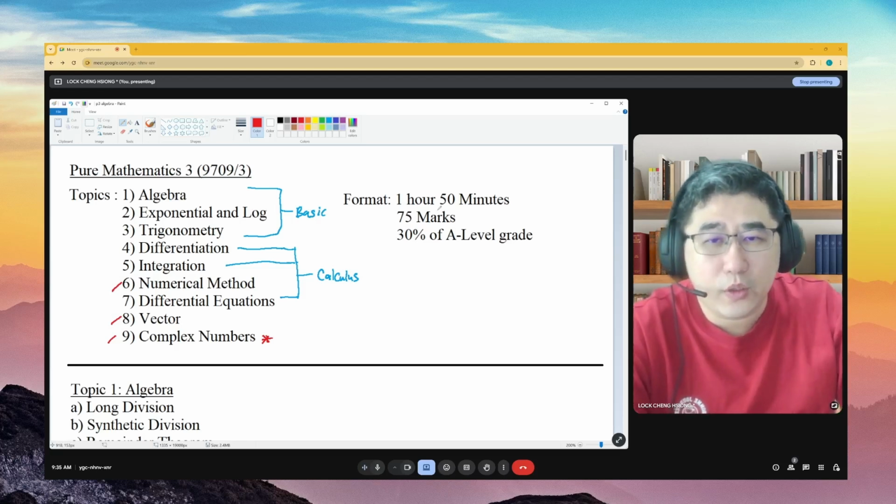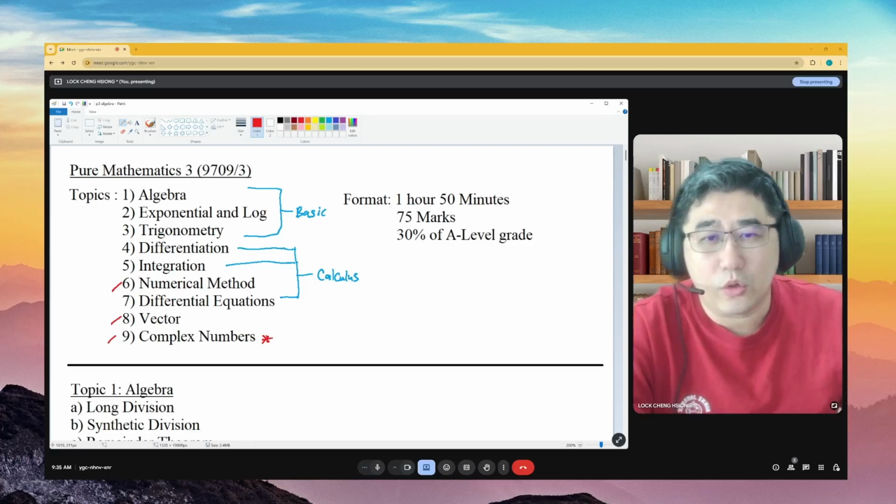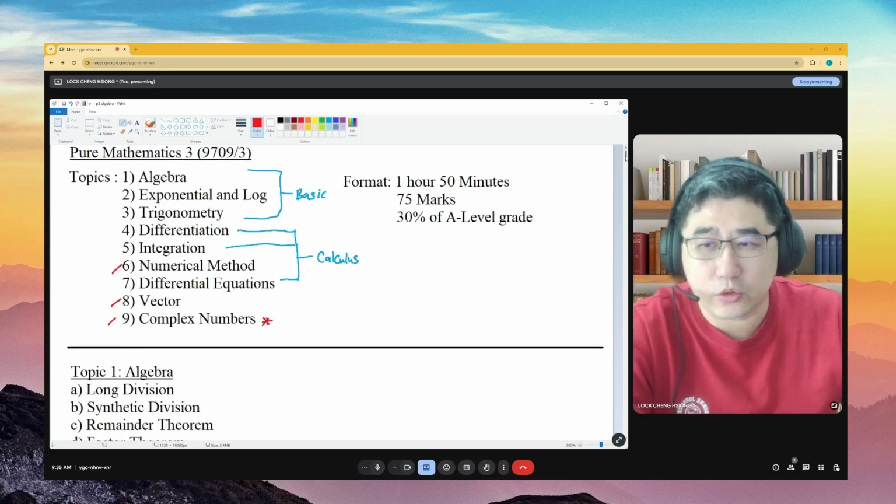The format of the paper is 1 hour 50 minutes. It will be a total of 75 marks, representing 30% of your A-level grade. Without further ado, let's continue.